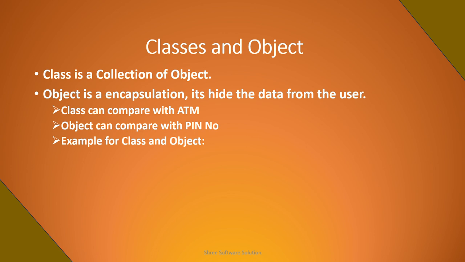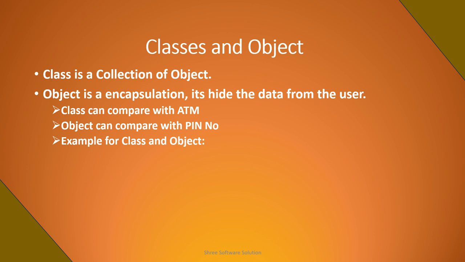In the same way, an object we can compare with the pin number, like an ATM card and a pin number. If you enter the valid pin number in an ATM machine, only then can we get the transaction, right? In the same way, if you create the object for the class, only then can we access whatever data we wrote inside the class. Without an object we are not supposed to access it. So we can compare the class to an ATM machine and the object to a pin number. This is one of the best examples of what a class is and what an object is.